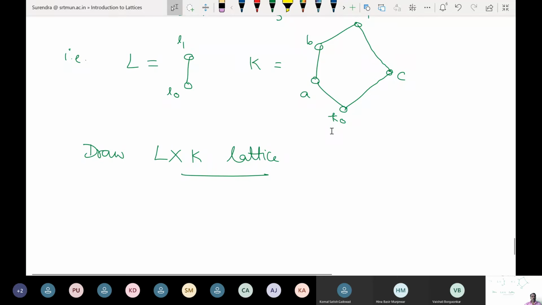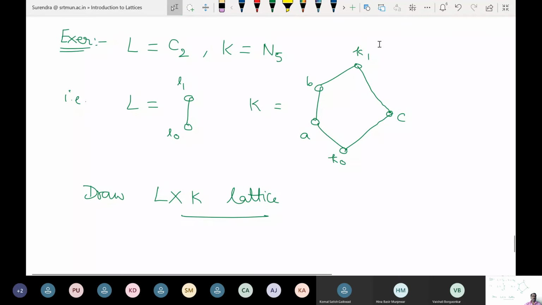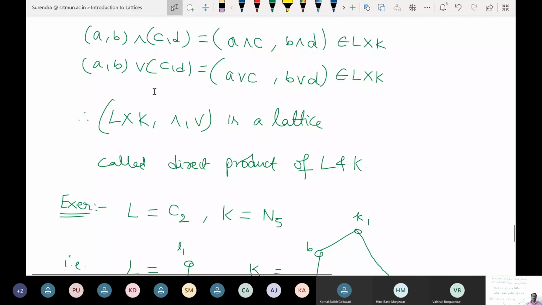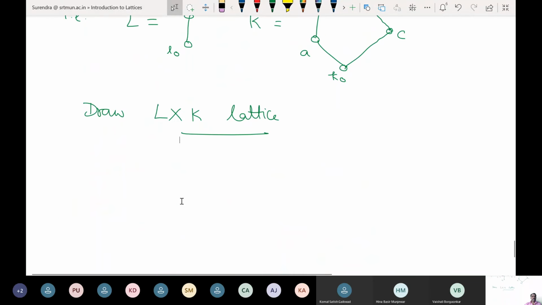So you will have (L0, K0), (L0, A), (L0, C), (L0, B), (L0, K1). All such 10 possible pairs you will have. Then for them we have to try to draw a picture like this. That is your exercise, so that you will understand what is meant by direct product.